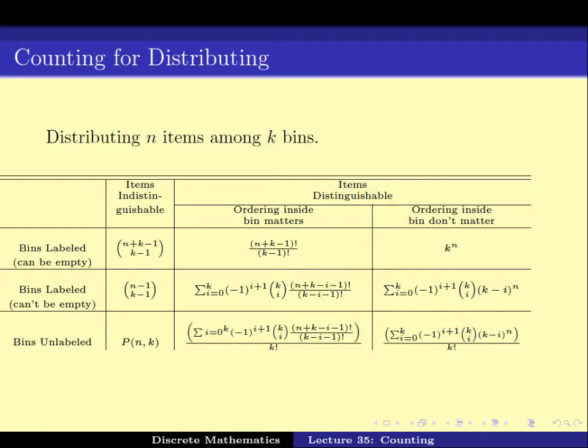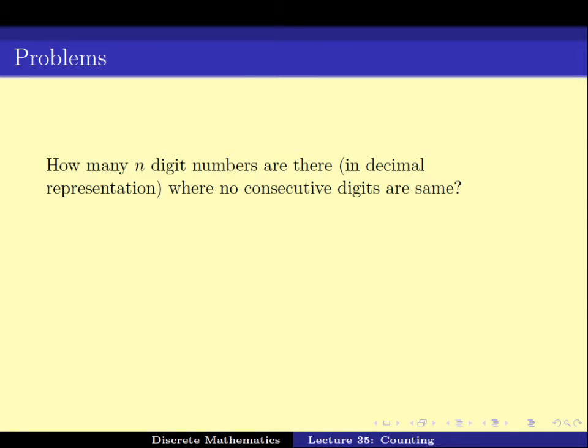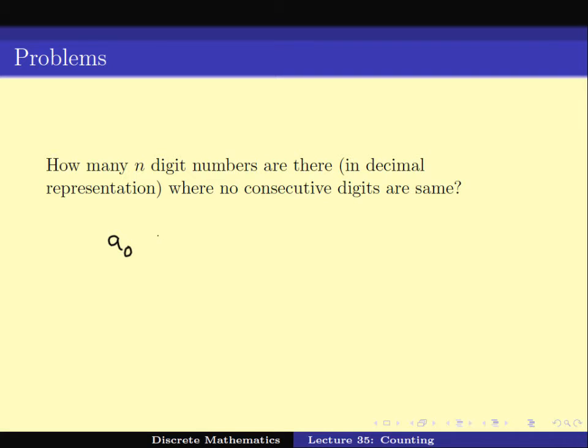Now with this done, let us try to solve the problems that we had in our minds. So to start with, let's see how many n-digit numbers are there in which no consecutive digits are same. Now how does the n-digit number work? The n-digit number is something like, I have some number a0, a1 till a(n-1), right? Where ai's are either 0, 1 till 9. And a0, okay, let me imagine that a0 is not equal to 0, because if a0 is 0, then I don't have an n-digit number, right?